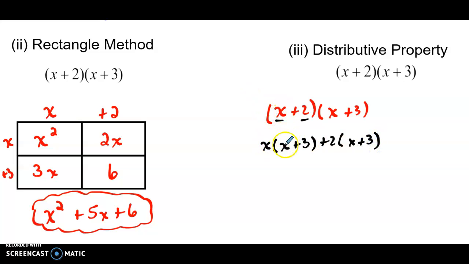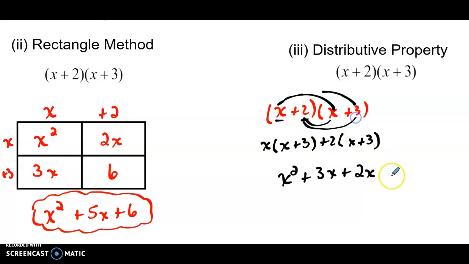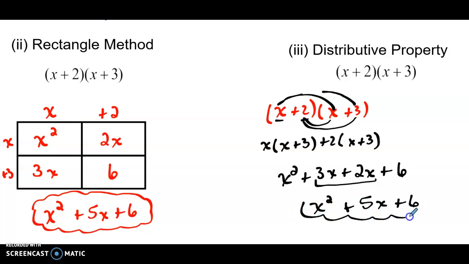So I'm going to multiply my x with my x. I get x squared. I'm going to multiply my x with my positive 3, and that's going to give me plus 3x. I'm going to multiply my 2 by my x. That's plus 2x. And I'm going to multiply my 2 with my positive 3. That's positive 6. I can add like terms, and that would give me x squared plus 5x plus 6. Same answer, 3 different methods for you to choose from.